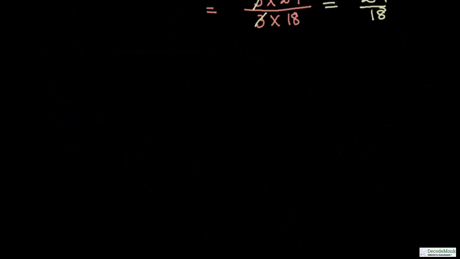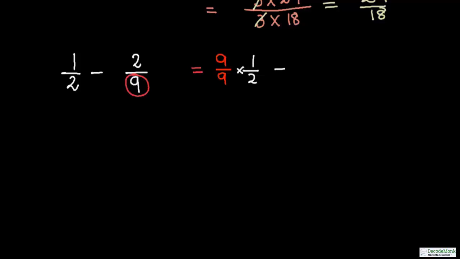Now let's take an example of subtraction. Suppose we want to subtract 1 by 2 minus 2 by 9. So what can we do with this? First of all, take 9 and multiply that with the top and bottom numbers, the numerator and denominator, of the first fraction. Then we shall multiply the top and bottom number of the second fraction with the denominator, or the bottom number, of the first fraction, which is 2.